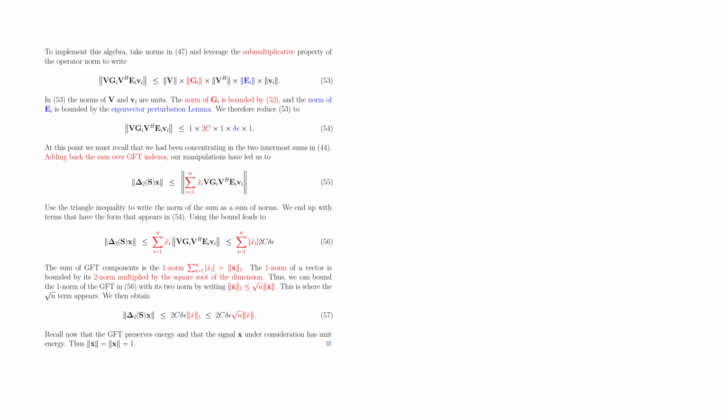Recall finally that the graph Fourier transform preserves energy and that the signal x under consideration has unit energy. Therefore, the two norm of the GFT coincides with the two norm of the signal x, which is 1 because we are considering the computation of an operator norm. This concludes the proof of fact 2 and concludes the proof of theorem 1.